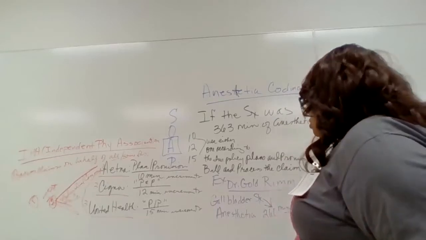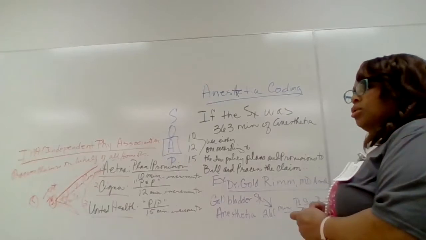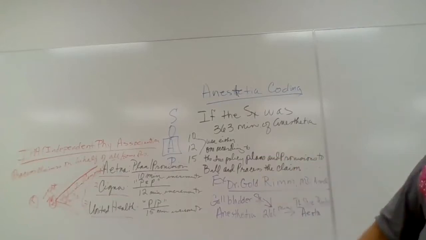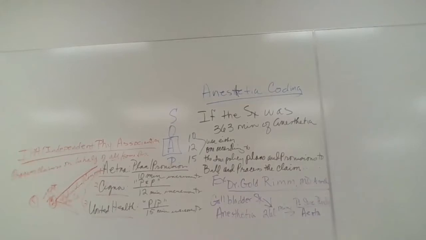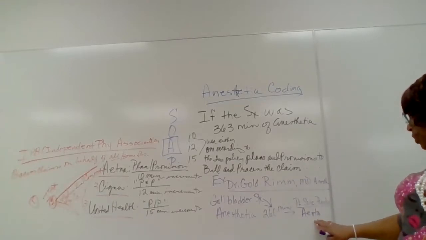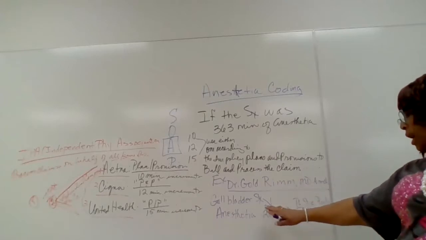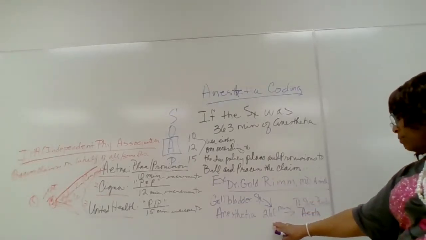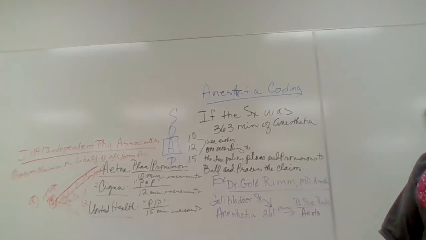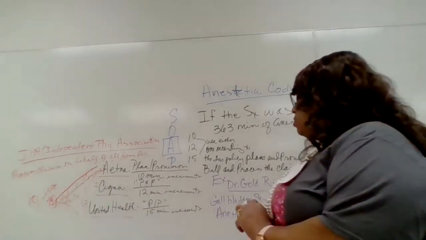So the plan provision says, what increments of time should we use for Sue Purdue as an Aetna patient? Read the plan provisions. Sue Purdue is an Aetna patient. She has Aetna insurance through her company. She's having gallbladder surgery. The anesthesia time is 260 minutes. What plan provision is Aetna using for time increments? 10-minute increments. Very good.